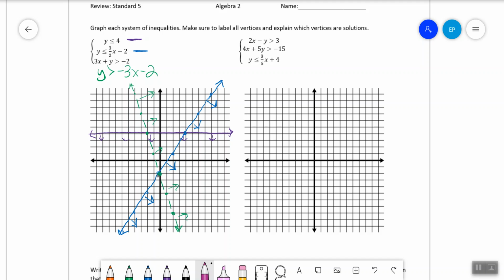Vertices, I have a vertex here, which is at 0, -2. I do have a vertex here. It is not a vertex in my feasible region, but it is a vertex. That's at -2, 4. And then I do have a vertex here that's at 4, 4.